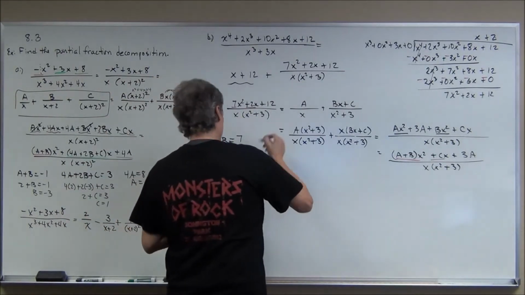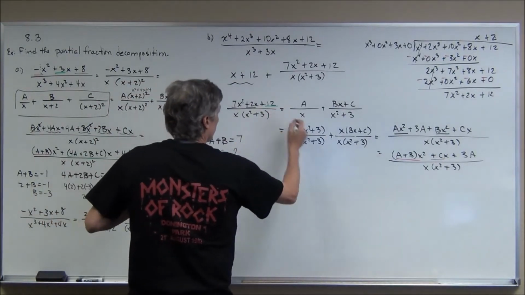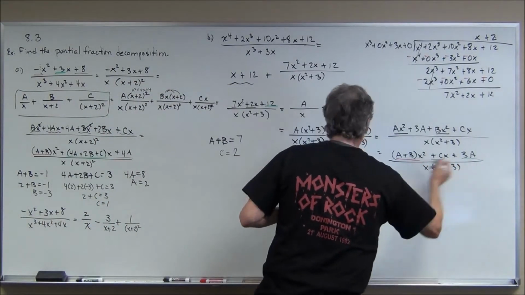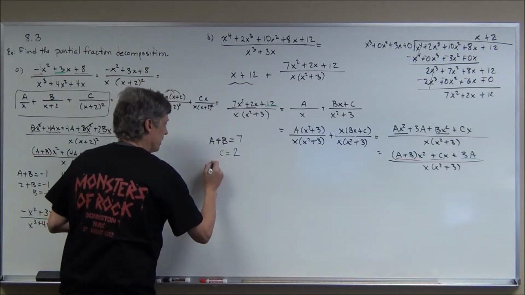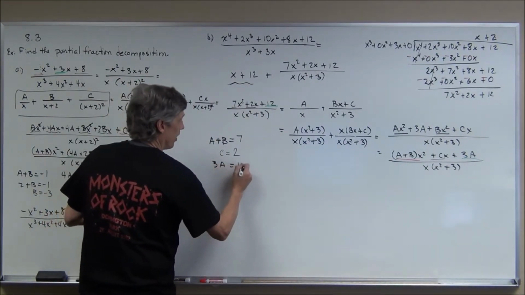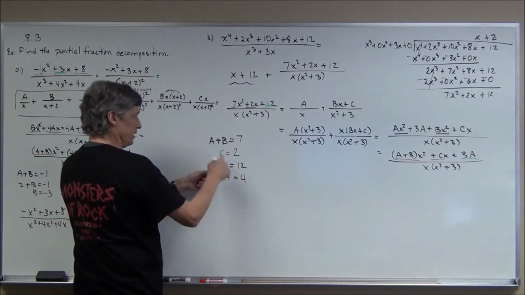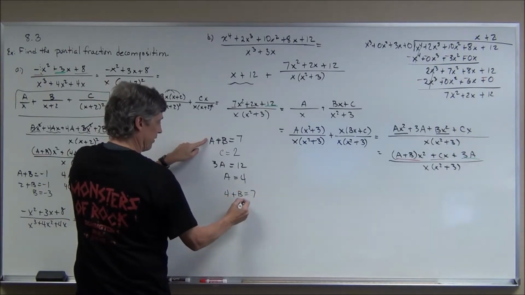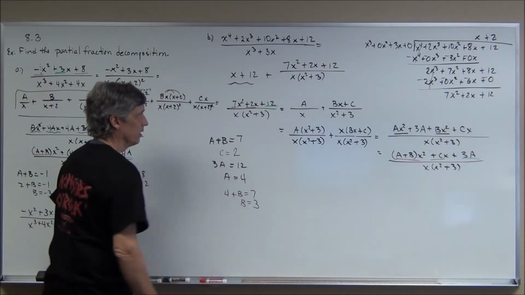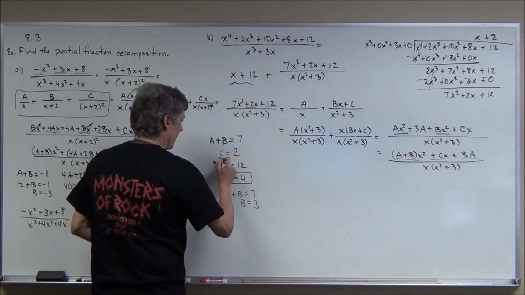And then my constant terms, one more color here, have to be equal to one another. Set those equal. So that means that 3a has to equal 12, which means here that a is equal to 4. And if a is equal to 4, look right here, I have 4 plus b is equal to 7. B is equal to 3. That could have been the easiest one yet. I have the key values.